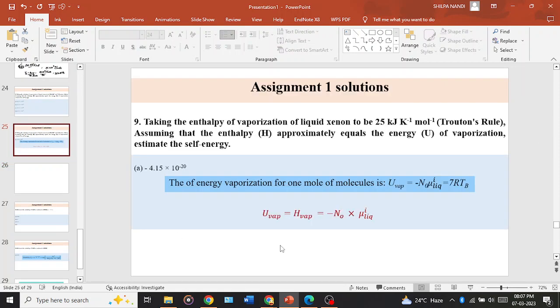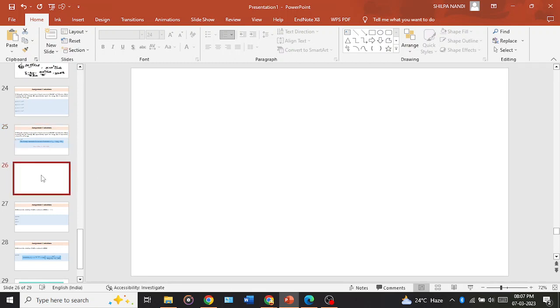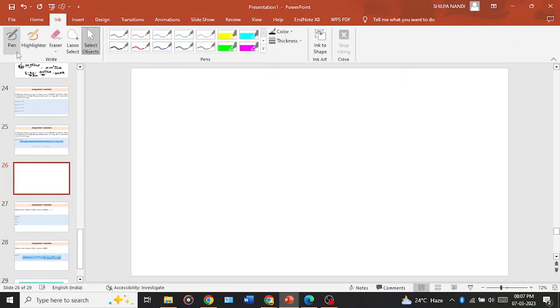So in the previous equation, as you can see what is written, energy of vaporization is equal to enthalpy of vaporization, which is equal to the product of n naught and self energy. So H of vaporization is equal to n naught multiplied by mu liquid. Fine. So we already have the value for this one. We know the value of this one. We have to calculate this, which is the self energy. And the question was basically about the self energy.